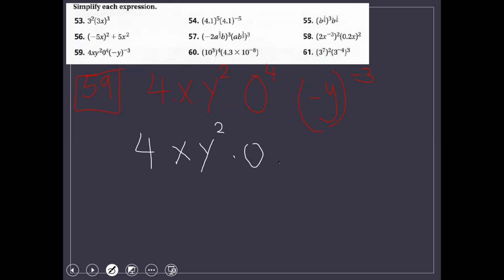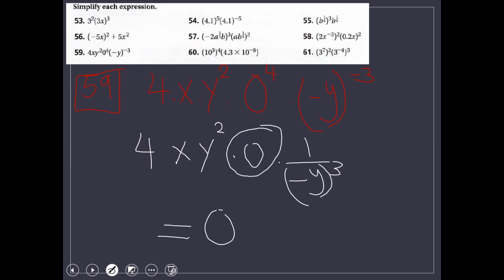Negative y, what is the reciprocal of negative y? It is 1 over negative y, and it is the reciprocal of the opposite of negative 3. It's positive 3. So it was 4, we will finish. Any expression that you have multiplied by 0, the answer must be 0.